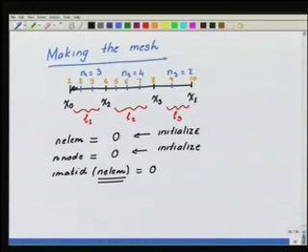Now, further we will have the nodes of each of the points also initialized to 0.